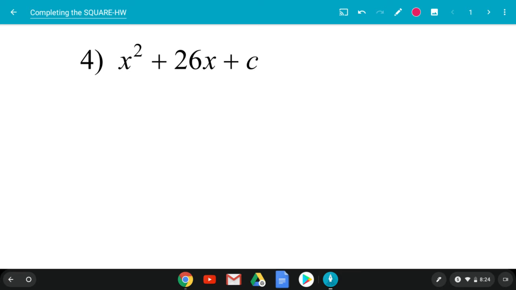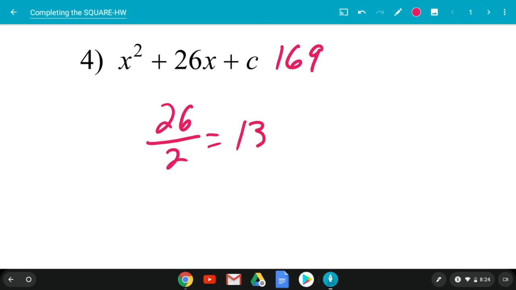Mr. Sable. 6.5. 169. C must be 169. How did he get that? 26 divided by 2 is 13. 13 squared is 169. That's the process, how you determine what that perfect square at the end has to be. Okay?